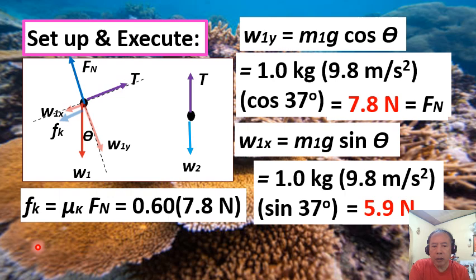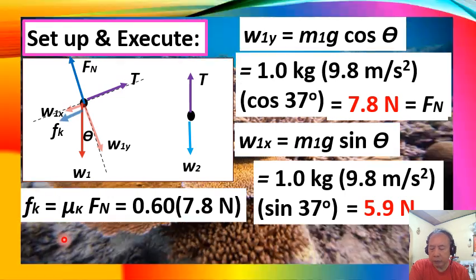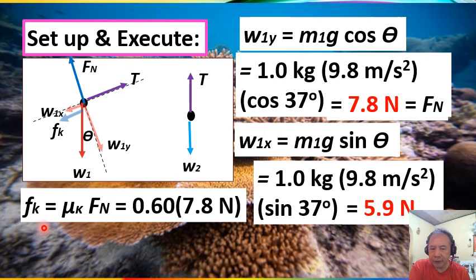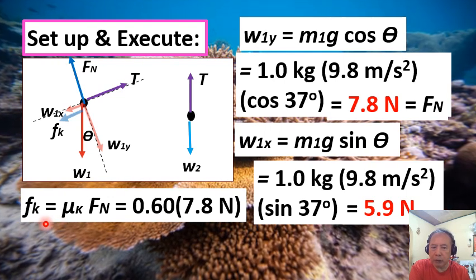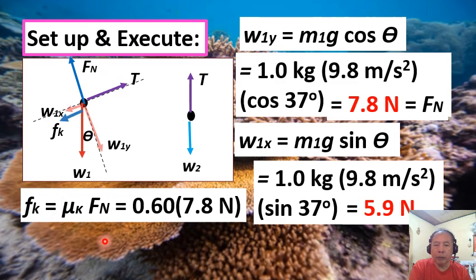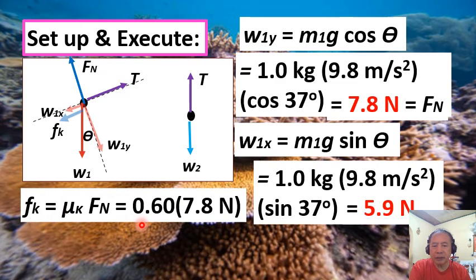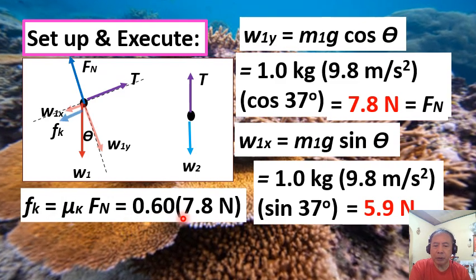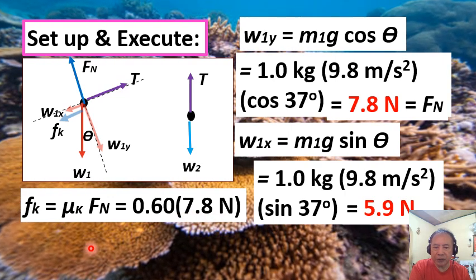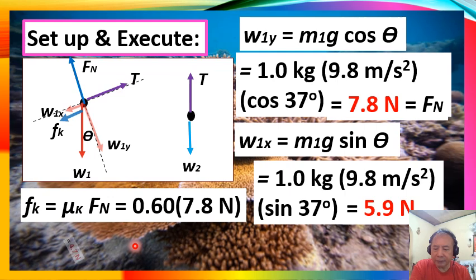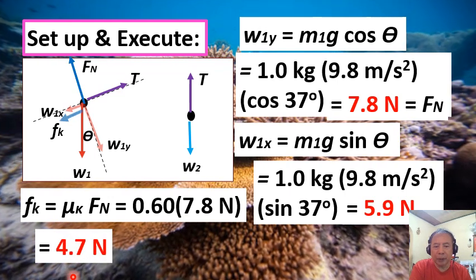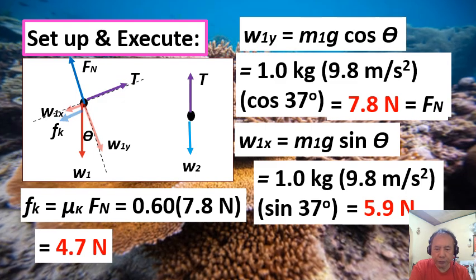Likewise, we can now compute the magnitude of the kinetic friction, Fk, using the formula Fk equals the coefficient of kinetic friction times the normal force. That is, Fk equals 0.60 times 7.8 newtons, which is the normal force. So we get the kinetic friction with a magnitude of 4.7 newtons.